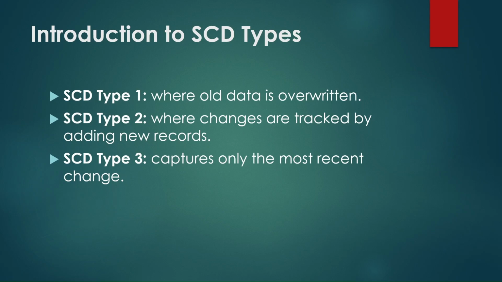In SCD2, we won't overwrite the records. Instead, we will insert a new record and the old record will still remain the same. Whereas in SCD type 3, we will be capturing the most recent changes in the final table. We will not maintain all the historical changes, but we will maintain only the most recent changes.